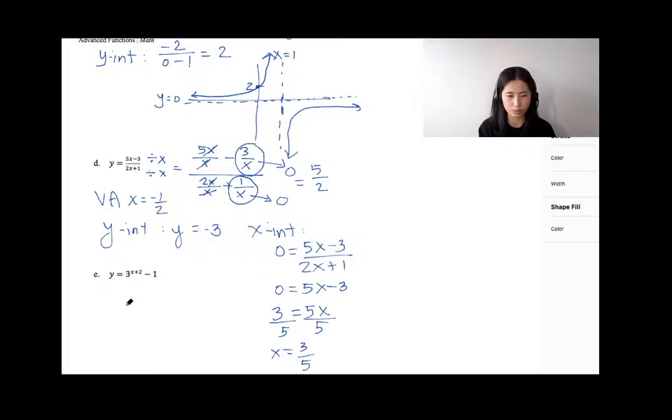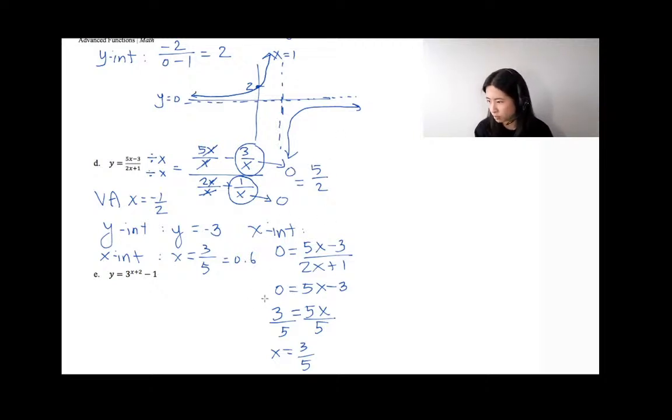This is way too much space. Let me just have this here. X is equal to 3 over 5, which is 0.6. Hopefully you guys understand this. So let me try to move this. Actually, let me just delete this. I think you guys probably know how to find the x-intercept.